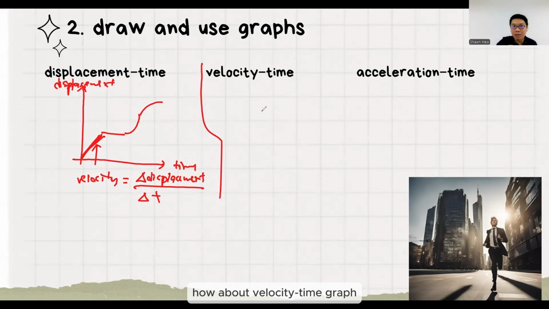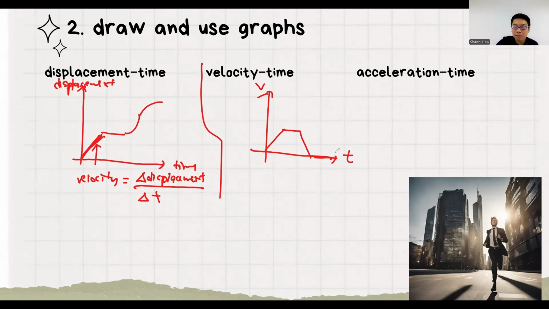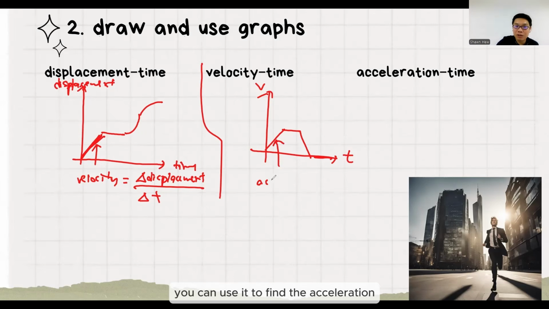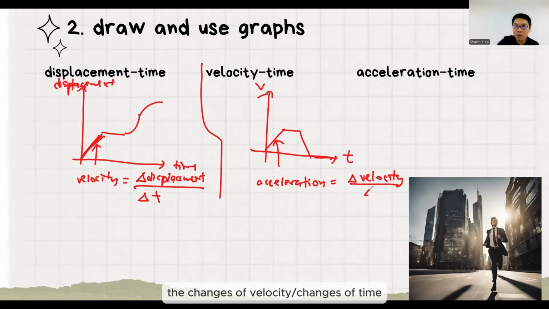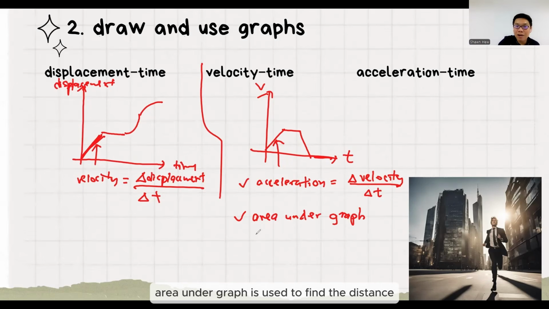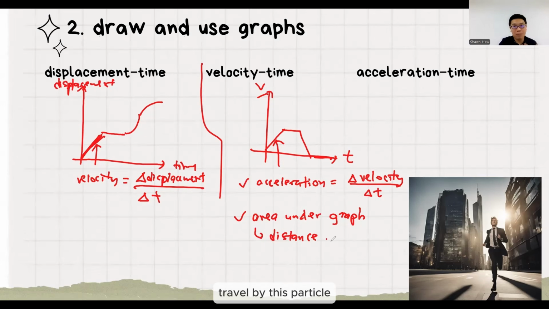How about the velocity time graph? There are two things that you need to find. First thing is the gradient. We can use it to find the acceleration, the change of velocity over the change of time. Or again, the change of y over the change of x. And then the second thing is the area under the graph. The area under the graph is used to find the distance traveled by this particle.